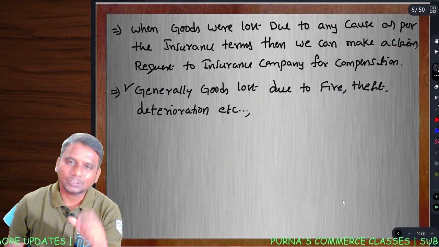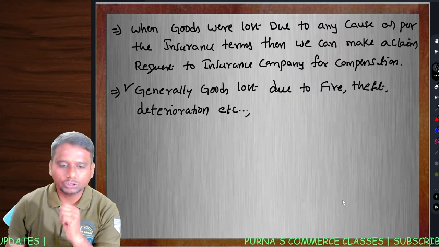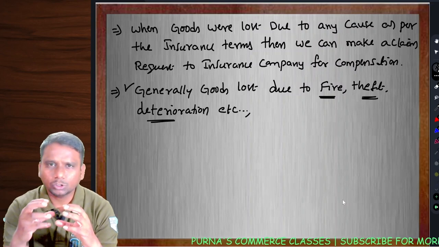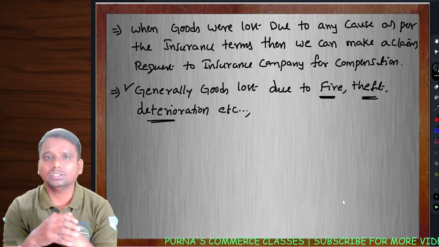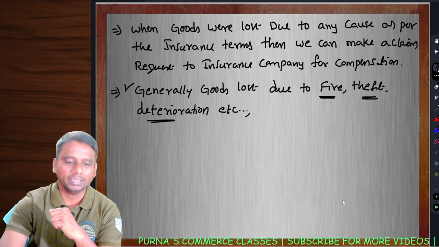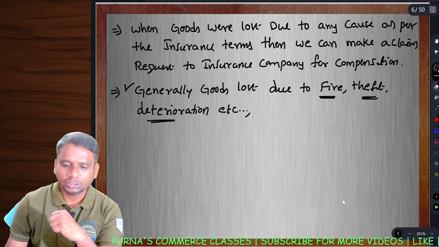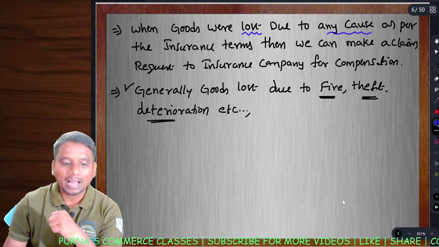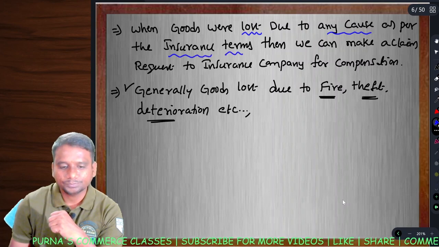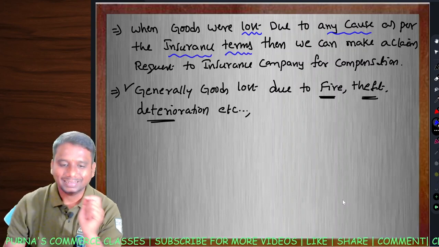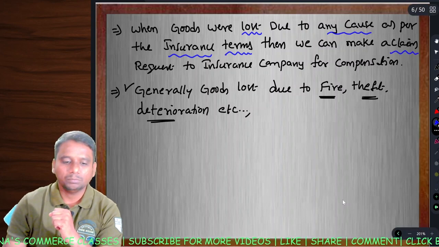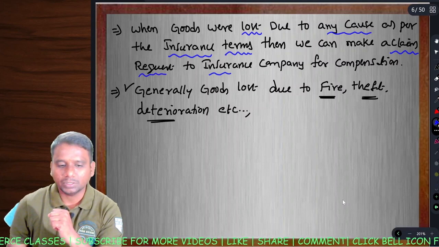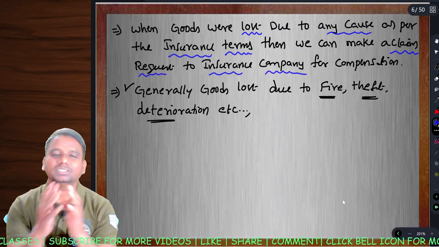Generally, what is the risk associated with the stock? Tell me. Generally, goods lost due to fire, theft or deterioration. So because of these reasons, we may lose our goods. For that purpose, we should take insurance. Look at, when goods were lost due to any cause as per the insurance terms, then we can make a claim request to the insurance company for compensation.